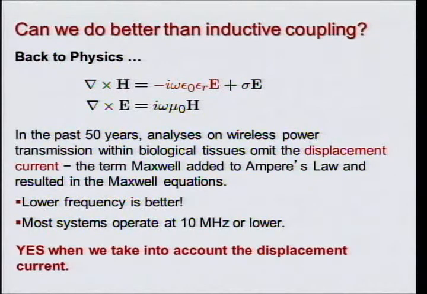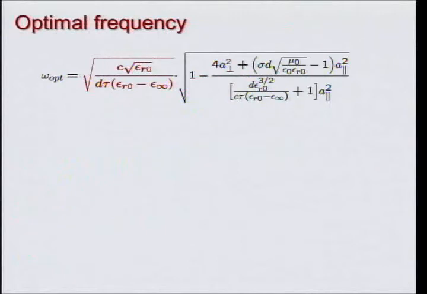But actually, we can do better than inductive coupling if we take into account the displacement current, which is the term in red, that is, if we do a full wave analysis. And luckily, we are able to derive a closed form solution for the optimal frequency in terms of the parameters. All the parameters, the Greek letter symbols, are just properties of tissue. And D is the separation between the transmitter and the receiver.